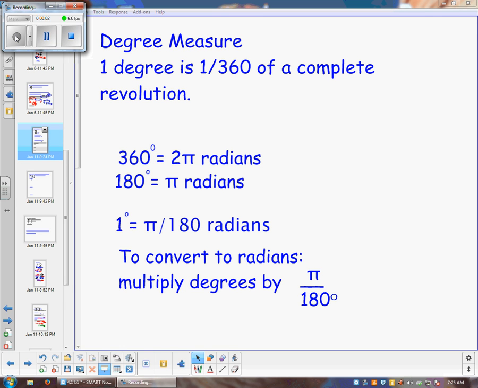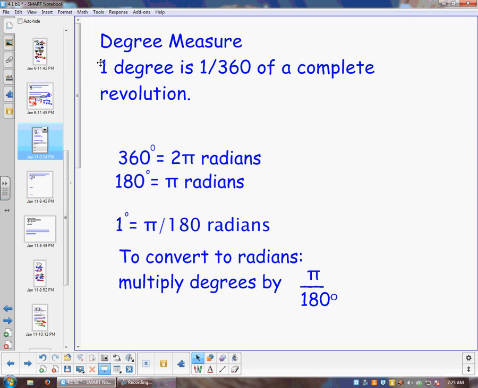Hi everybody, one last video here, and the last idea is comparing degree measure to radian measure and converting from one to the other. So a degree measure, 1 degree is going to be 1/360th of a complete revolution. So 360 degrees, as you can tell, is 2 pi radians.